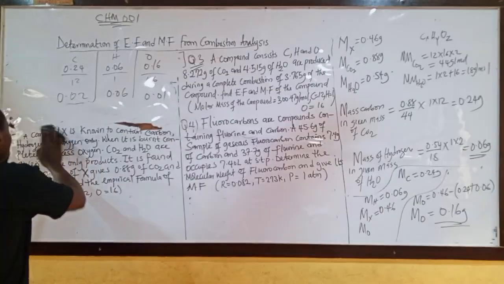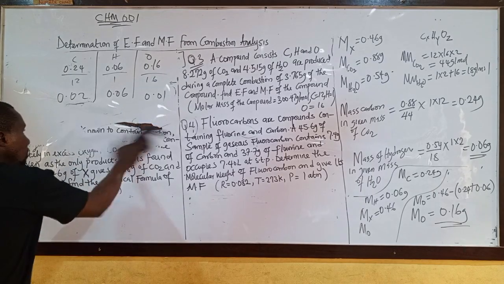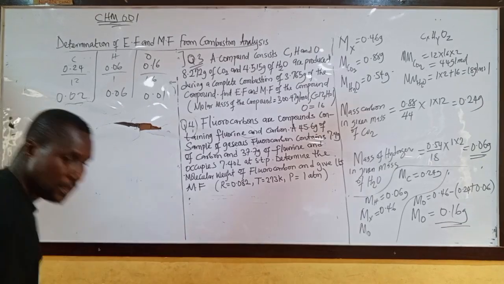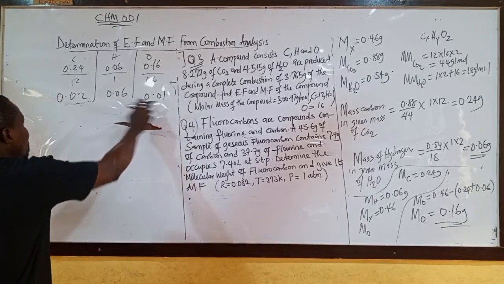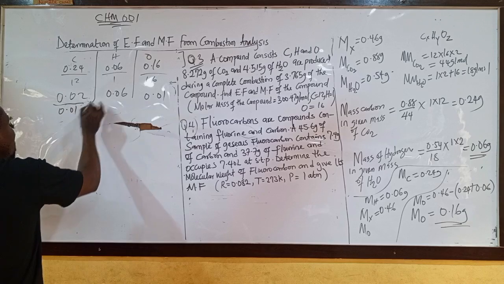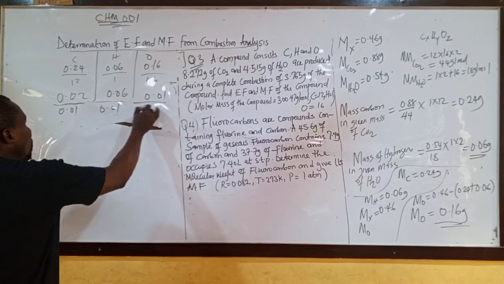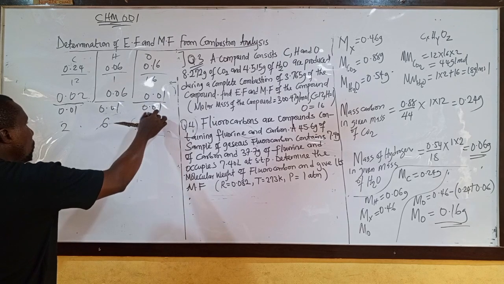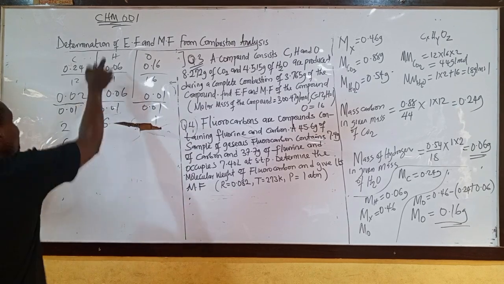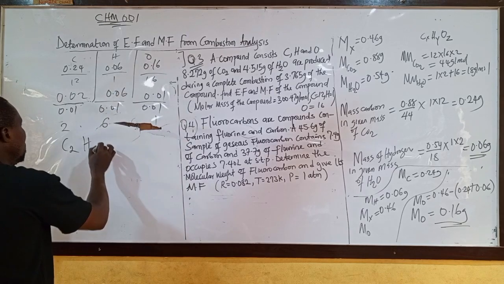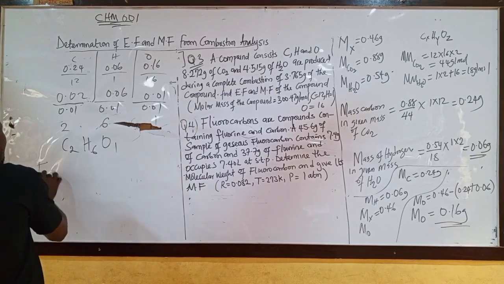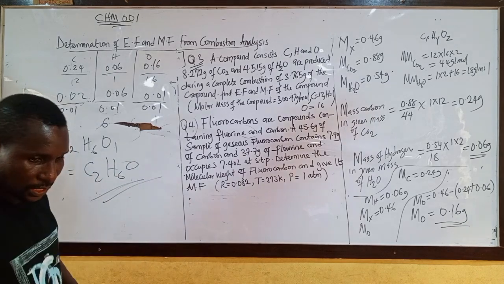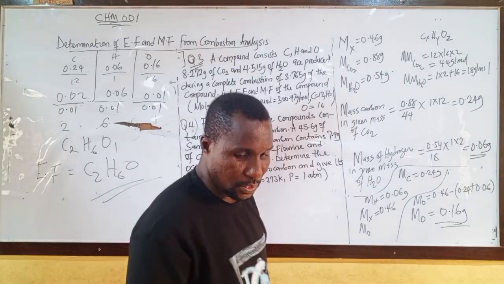Divide by the smallest. The smallest one is 0.01. That means 0.02 over 0.01 gives you 2. This one gives you 6. This one gives you 1. Therefore, carbon is 2, hydrogen is 6, oxygen is 1. Therefore, the empirical formula is C2H6O. That's your answer.